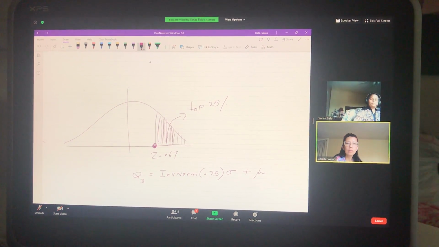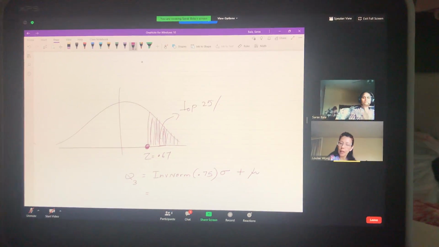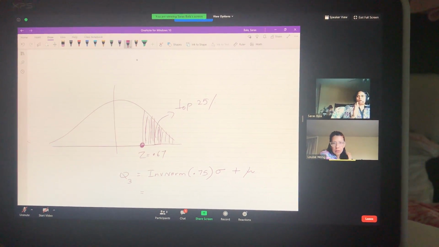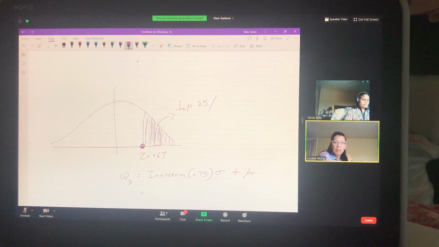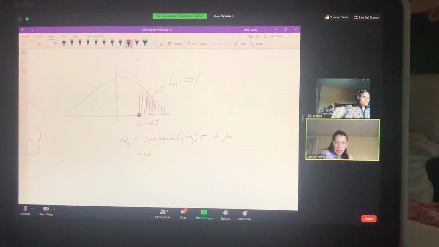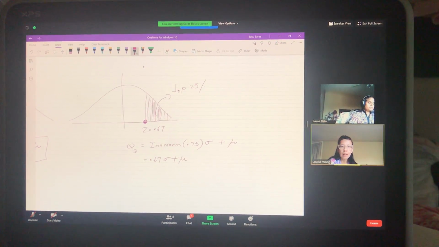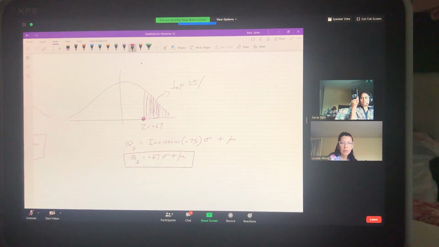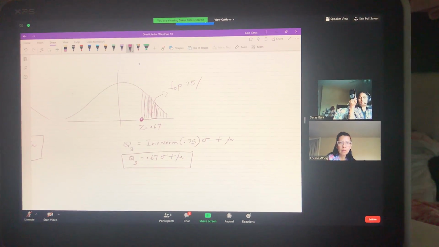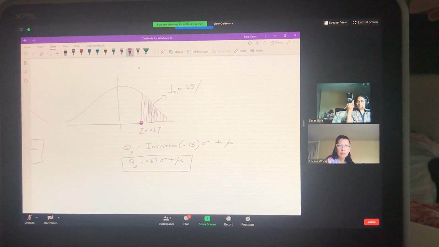What is it? This is related to the quartiles. That is correct. I'm still talking about the inverse norm concept. The 0.67 comes from that inverse norm. Exactly. Because your TI is also programmed for area to the left. Even this guy is programmed for area to the left, so that way you get the correct z-score.